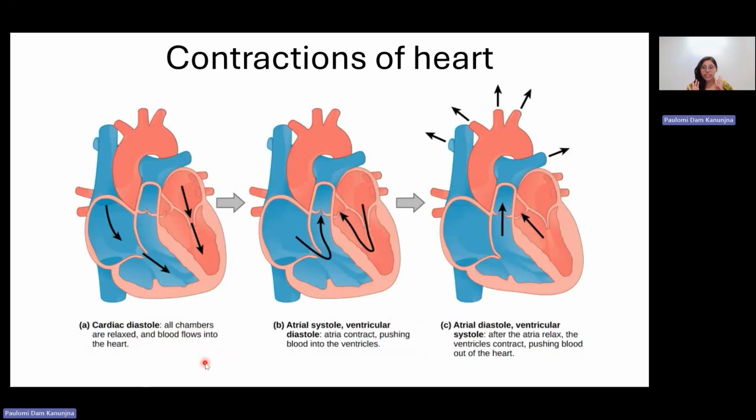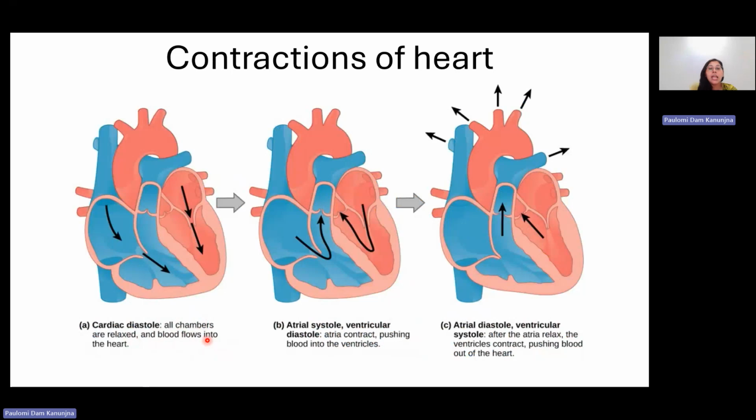So what the heart wants is, as soon as the blood enters any particular chamber, the heart chamber is filled up, and that builds up pressure, and the walls open up and the blood flows down, right? So until this filling is done, it is relaxing, right? So when it is diastole, all your chambers are relaxed and the blood is flowing into the heart.